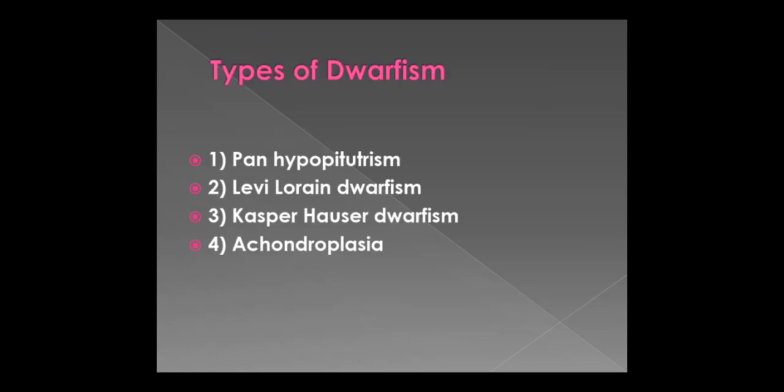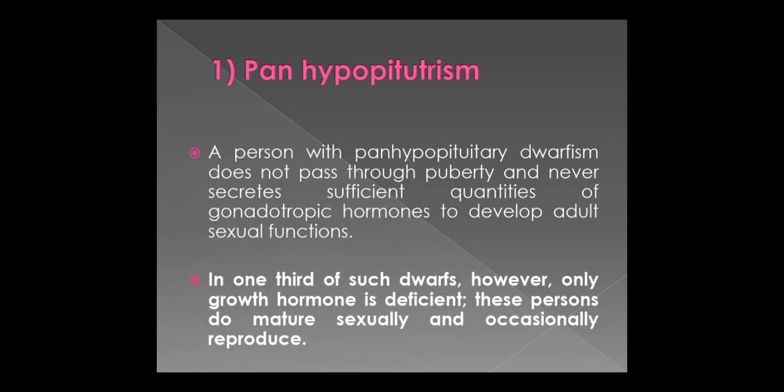Dwarfism. Now, dwarfism is the result of panhypopituitarism in children. There are many types of dwarfism. It can be Levi-Lorain dwarfism, Kasper-Hauser dwarfism, and achondroplasia. These are the types of dwarfism. The panhypopituitarism we have already studied.